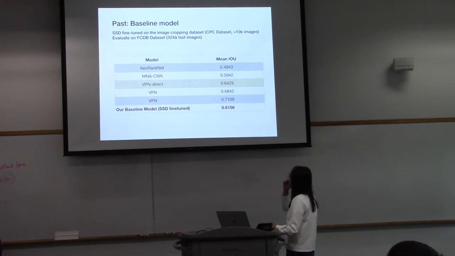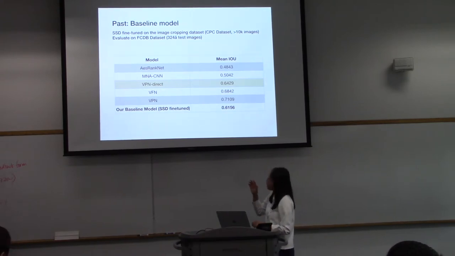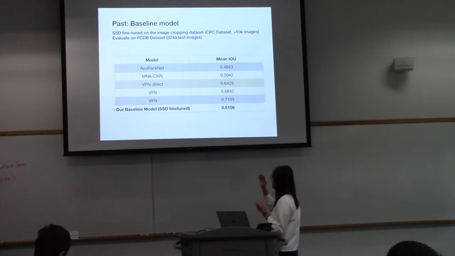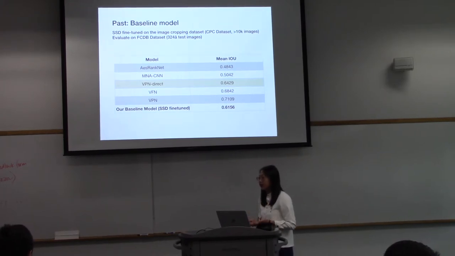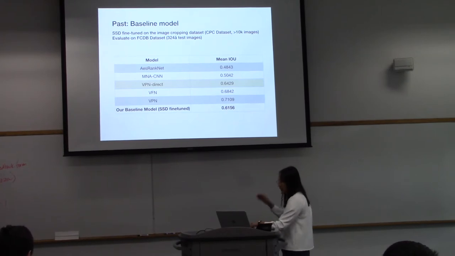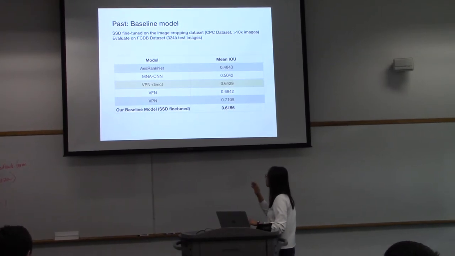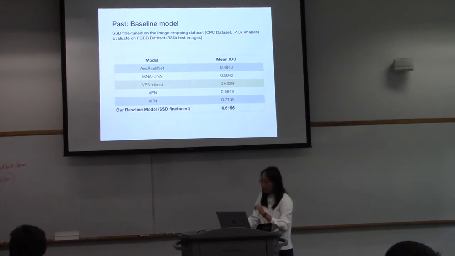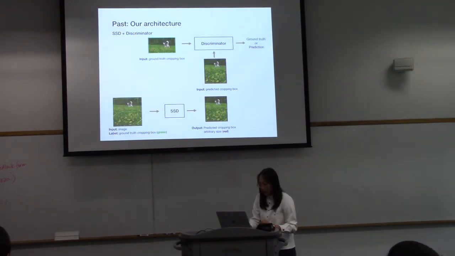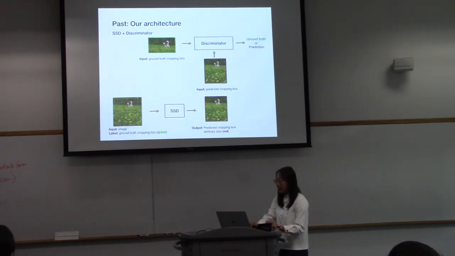The VPN direct here actually has a very similar architecture to the SSD, and it is also trained on the CPC dataset, but with 40,000 more training data. As you can see here, as expected, our baseline model performs comparably but with a little lower accuracy than the VPN direct model. Okay, now let's move to our architecture.